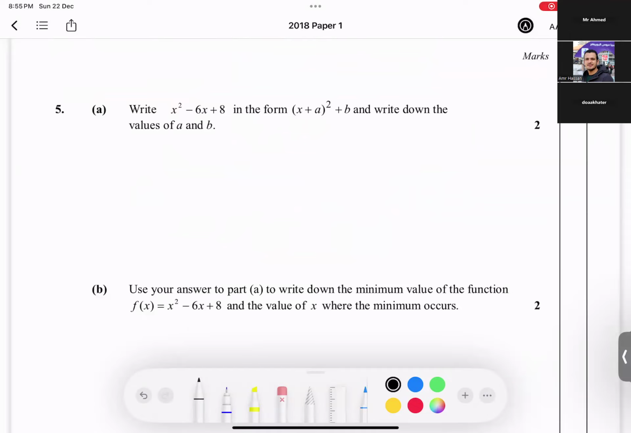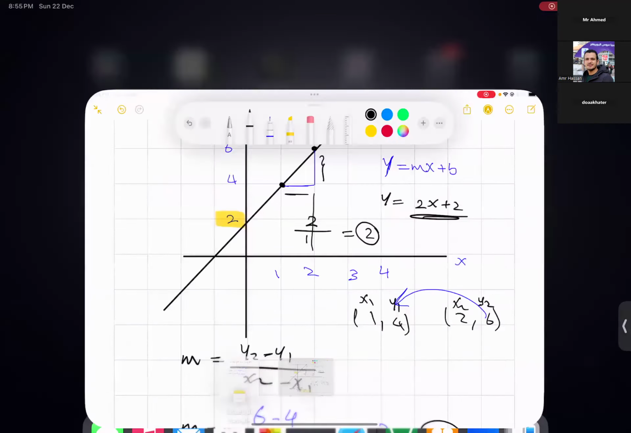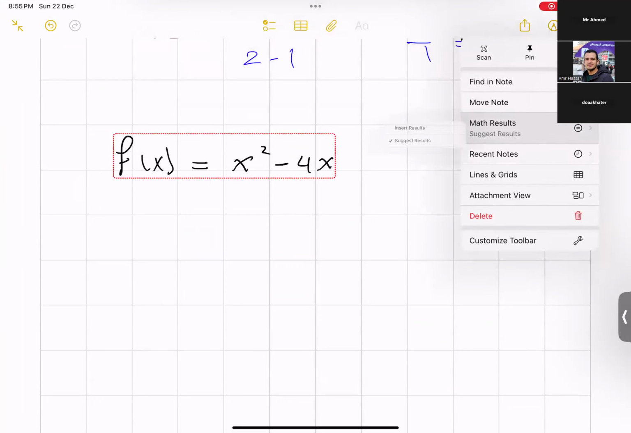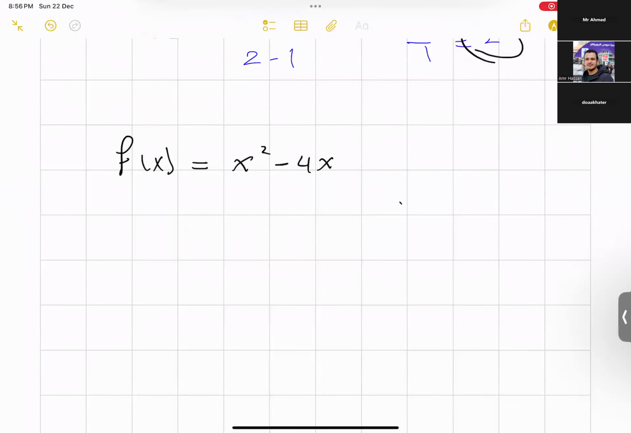Okay, let me show you something. If he asked me to turn this one, for example, if I have f of x which equals x squared minus 4x, and all of a sudden I've been asked to turn it into the form of f of x which equals a times (x minus h) all to the power of 2 plus k. Whenever we get something like this, it means that he wants you to turn it from this form to another, right?